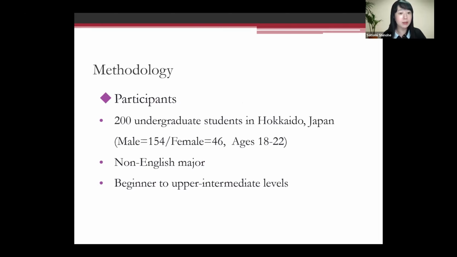Now, let me explain the methodology. The participants were 200 undergraduate students in Hokkaido, Japan. Among them, 154 were male and 46 were female. Their ages ranged from 18 to 22. And all the participants were non-English majors, and their English proficiency ranged from beginner to upper intermediate levels.